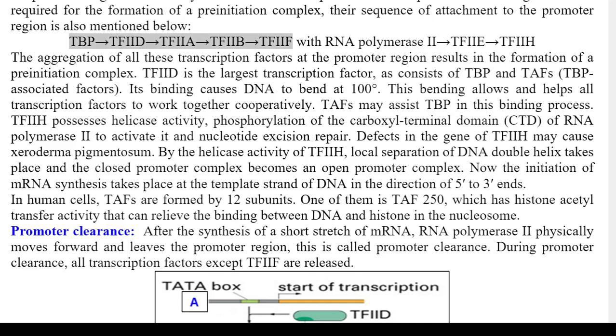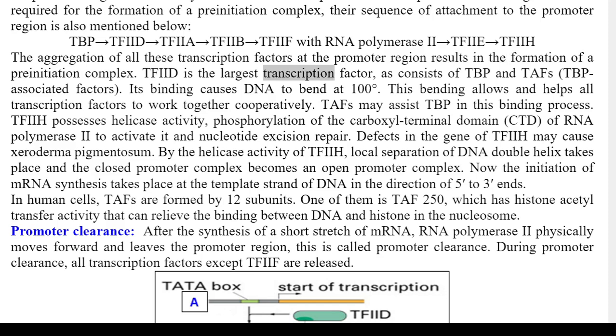TBP → TFIID → TFIIA → TFIIB → TFIIF with RNA polymerase II → TFIIE → TFIIH. The aggregation of all these transcription factors at the promoter region results in the formation of a pre-initiation complex.